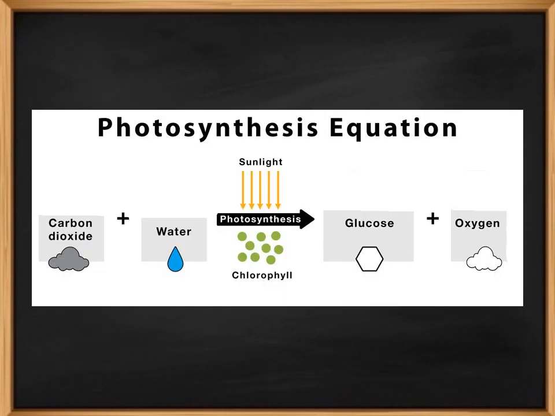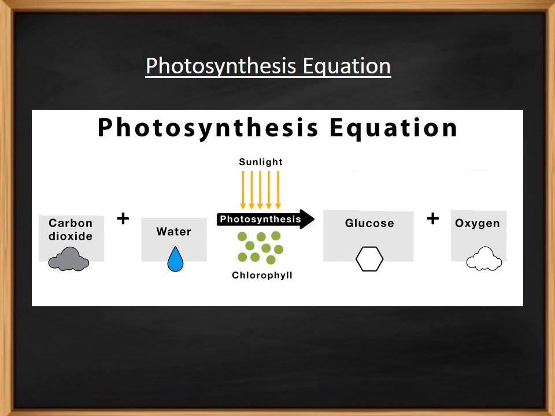The process of photosynthesis can also be represented by an equation called as photosynthesis equation. Carbon dioxide plus water in the presence of sunlight and chlorophyll gives glucose, which is the food formed by the plant, and gives out oxygen.